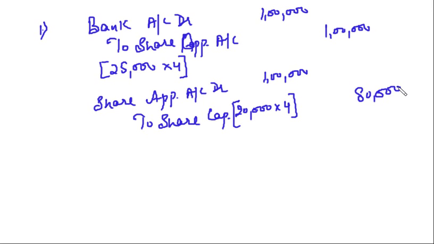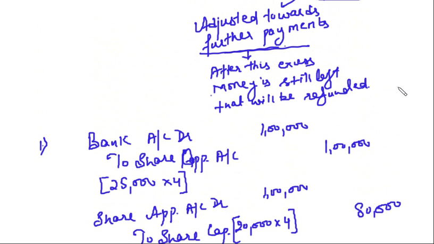That is the money which we are going to use for the business. We are not going to use 1 lakh rupees. We can only use 80,000 because subscribed capital cannot be more than issued capital. Remember? Right? That's why we will transfer only 80,000 to the share capital account. Now what to do with the remaining 20,000? This remaining 20,000 is your excess application money received. What I have written is that excess application money received will be adjusted towards further payments.